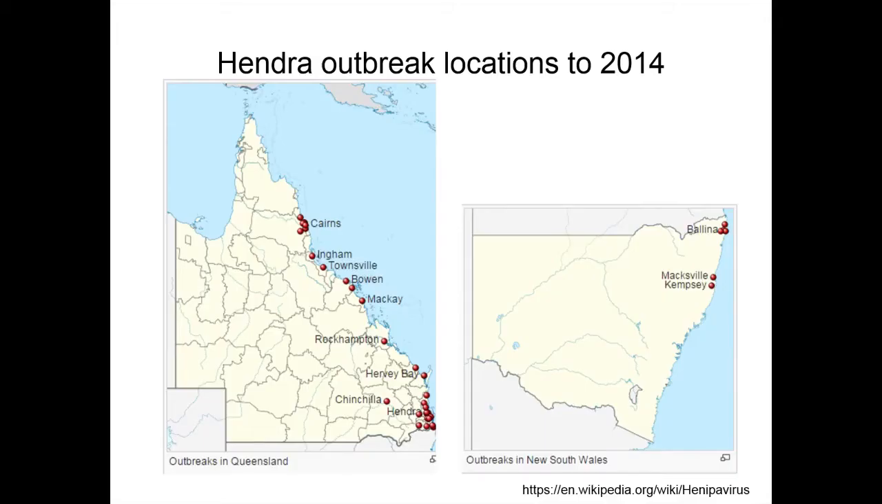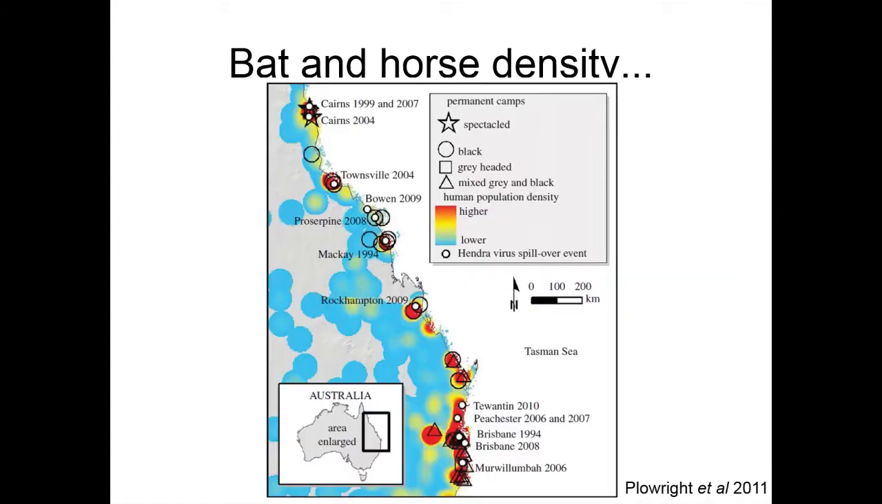And you can see that these are all very coastal outbreaks. There have been a few cases, most of which were in 2011 in northern New South Wales, but they're all in coastal areas. And perhaps not surprisingly, the greatest risk for spillover is where there's an overlap between high areas of horse density and bat density and flying fox density, as the Australians refer to their large fruit bats.